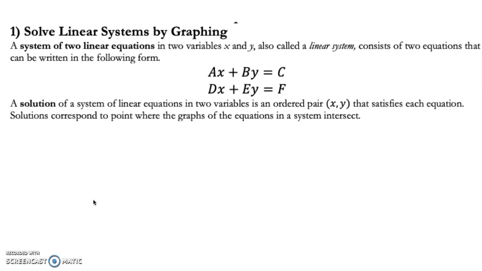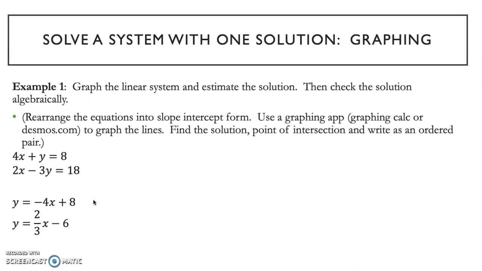A solution of a system of linear equations in two variables is an ordered pair x and y that satisfies each equation, which means if you plug in those numbers x and y into both equations, you'll get true statements. If you were to graph them, solutions correspond to a point where the graphs of the equations in a system intersect. So let's start with a system with one solution. We're going to solve this by graphing.